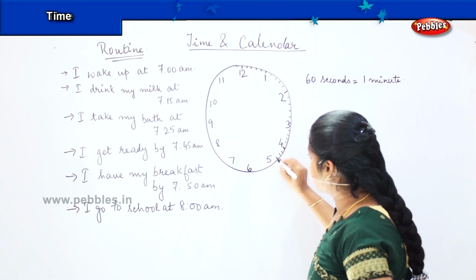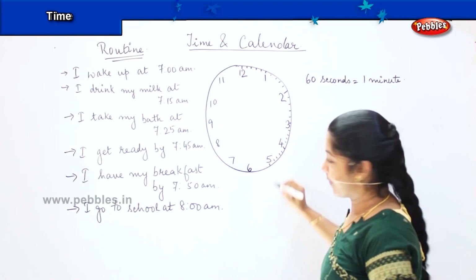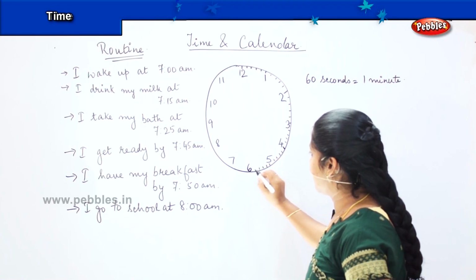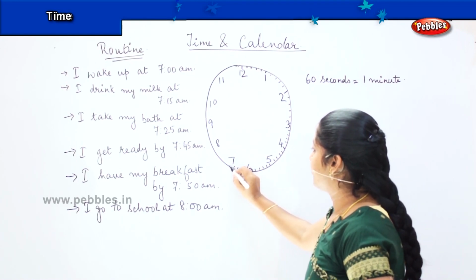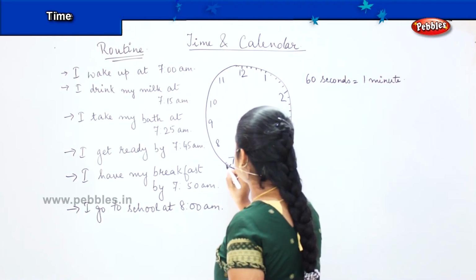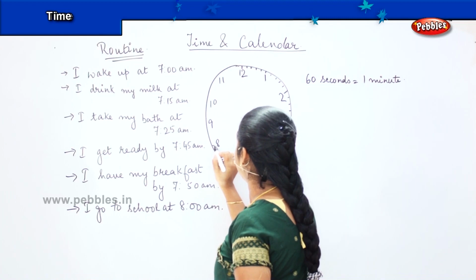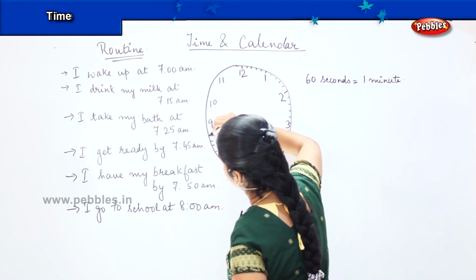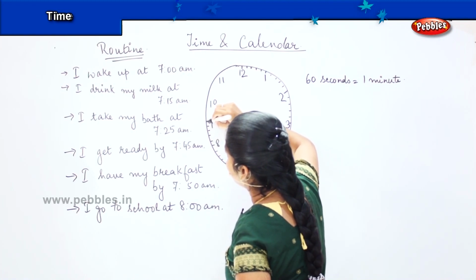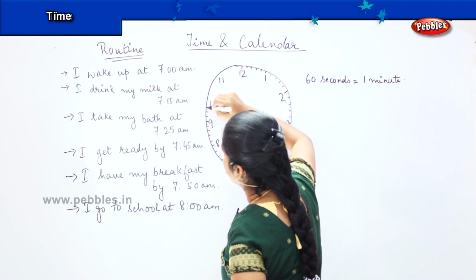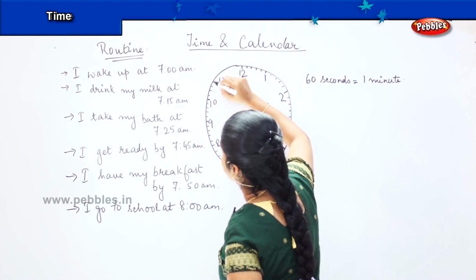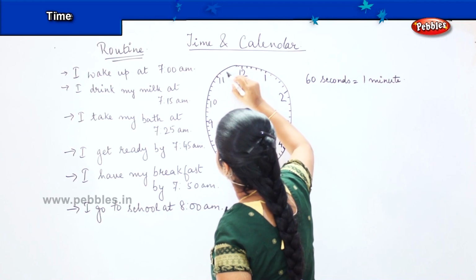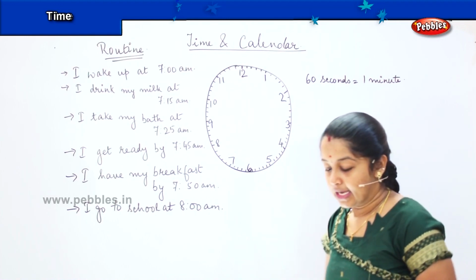21, 22, 23, 24, 25, 26, 27, 28, 29, 30, 31, 32, 33, 34, 35, 36, 37, 38, 39, 40, 41, 42, 43, 44, 45, 46, 47, 48, 49, 50, 51, 52, 53, 54, 55, 56, 57, 58, 59 and 60. So this is how the time is calculated.